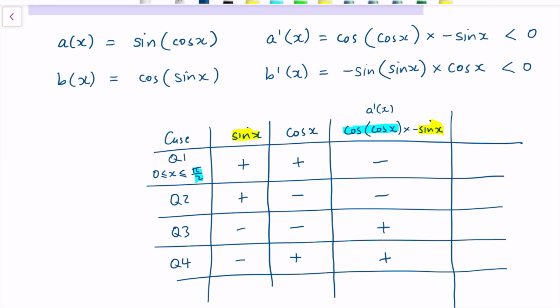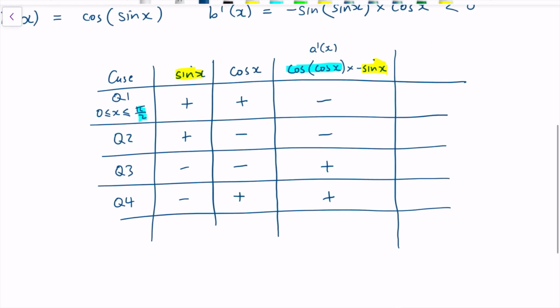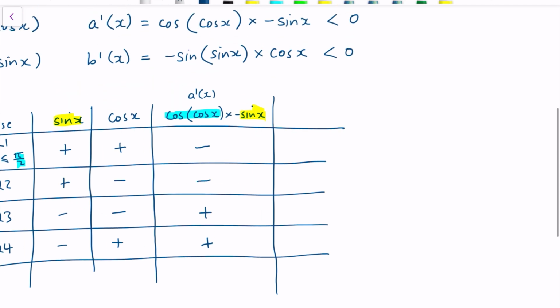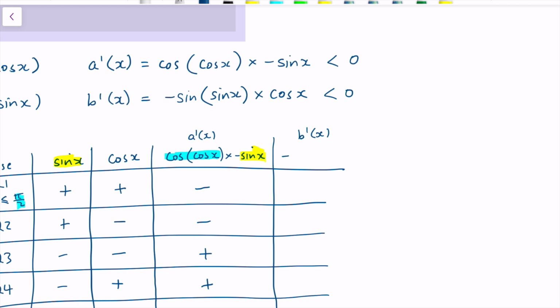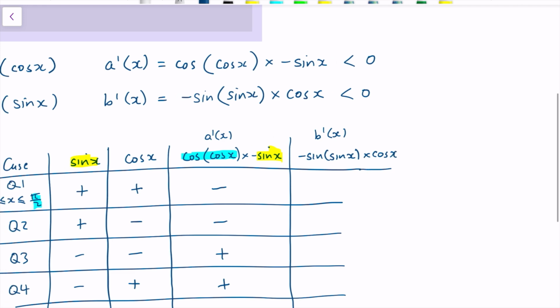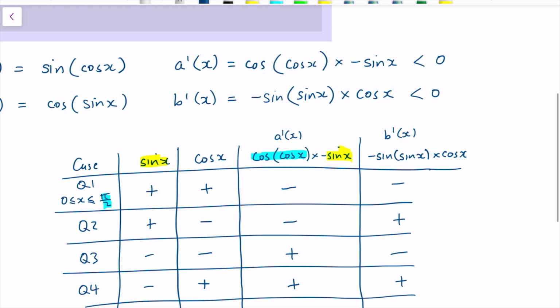And we just need to do the same thing for b of x. So I'll spare you the details. If we look at b dash of x, and you can confirm this, we end up getting minus sine of x times cos. And in summary, you should find that b is decreasing in the first quadrant and in the third quadrant. So you should get negative here and negative there, and positive there and positive there, using the same logic as what I just did for a dash of x.